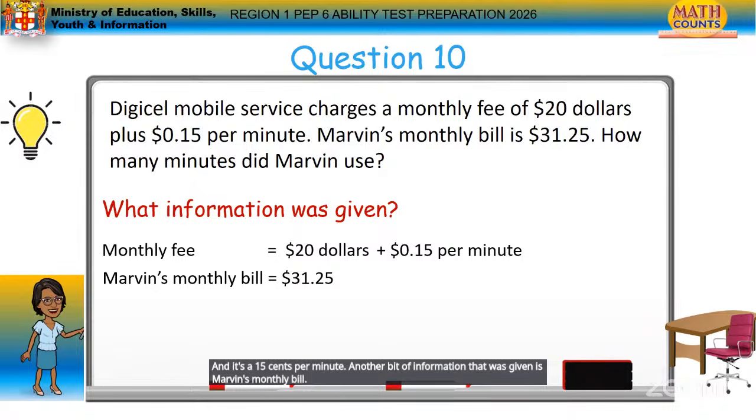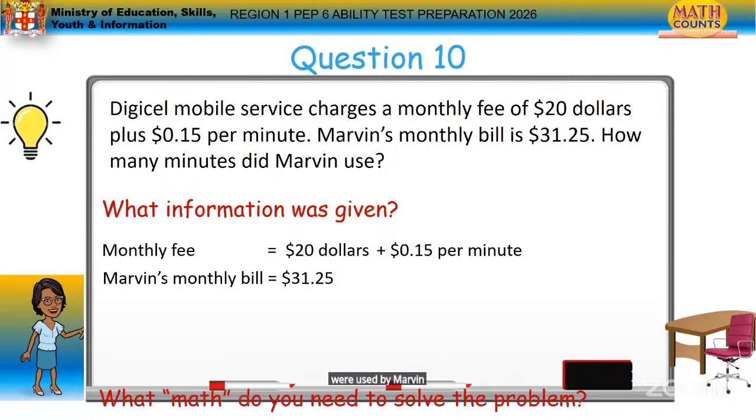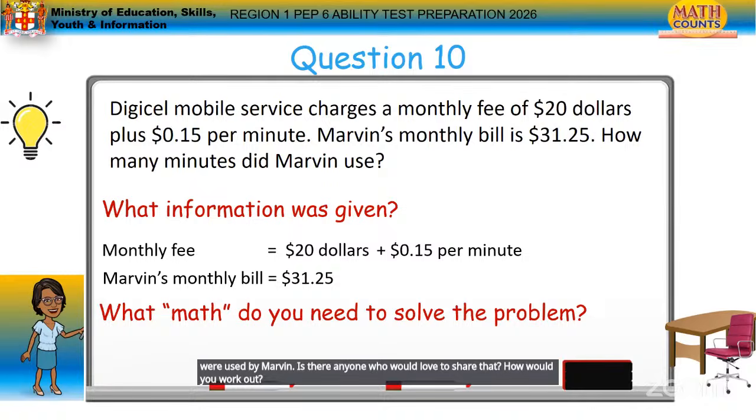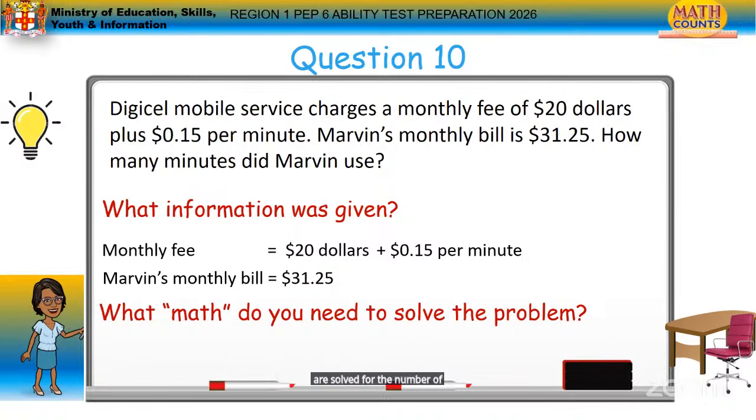So what math do we now need to solve for the answer to find out how many minutes were used by Marvin? Is there anyone who would love to share that? How would you work out or solve for the number of minutes that Marvin actually used? Anyone? Let me check quickly. I'm just going to the chat to check. The chat has some answers. Someone shared 11.25, 11.25 divided by 0.15.